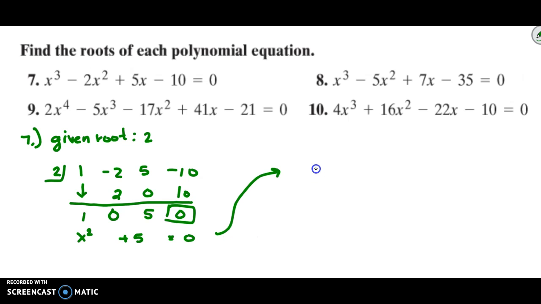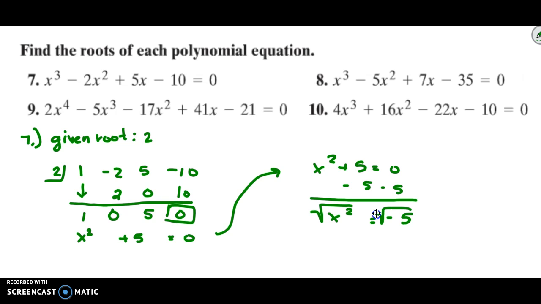All right, so then x squared plus 5 equals 0. So you subtract 5 from both sides, and we have x squared equals negative 5. Take the square root of both sides, and x is plus or minus. Bring that negative square root, convert it to an i. That gives you i root 5. And that would be your answer.